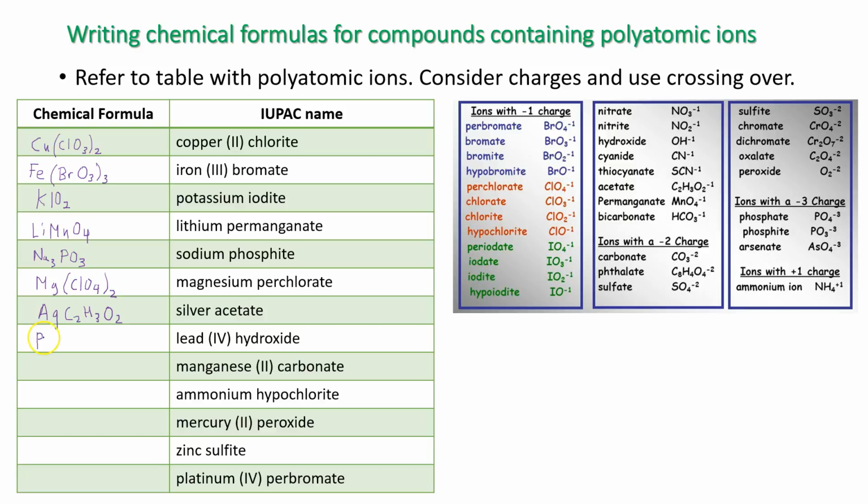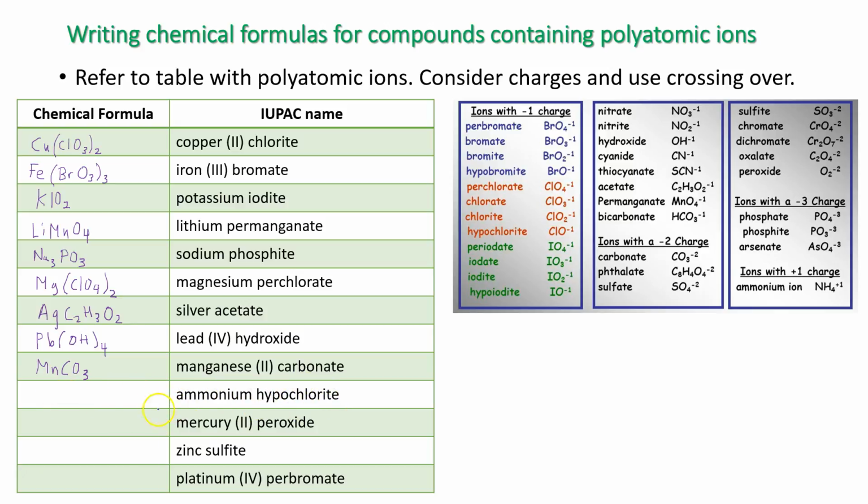Lead is Pb. So lead 4 hydroxide. Hydroxide has a charge of -1. So in parentheses we put hydroxide, outside the parentheses a subscript of 4. Manganese 2 carbonate. So manganese has a charge of +2 in this case. And carbonate has a charge of -2. Okay, so it's just MnCO3.